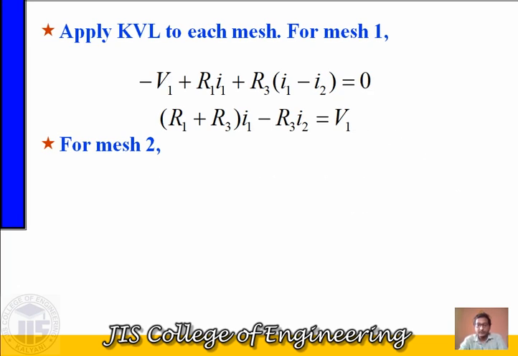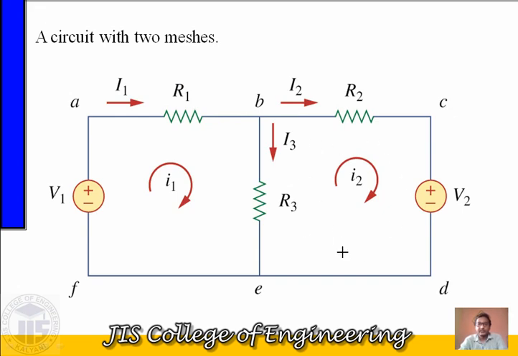For this next mesh, we always start from any resistance. If we start from this resistance and there is the mesh current I2, then simply we can say small I2 into R2. It means we can write small I2 R2.